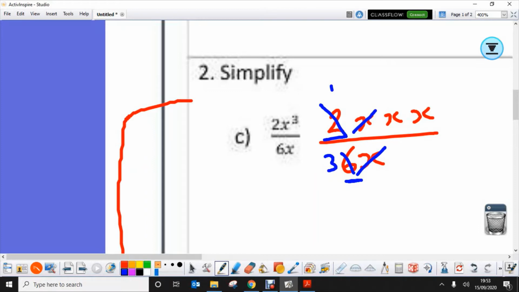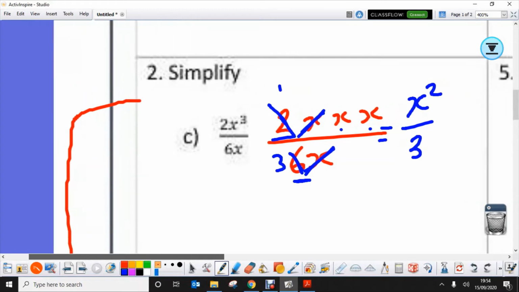So 2x cubed divided by 6x is going to equal x squared, I've got 2 x's, divided by what I've got left on the bottom, which is 3. So x squared divided by 3 is my answer. I've cancelled the numbers as much as I can, like I would normally on a fraction, and I've got rid of one of the x's, collated the other 2 x's to x squared, and that's that one done.